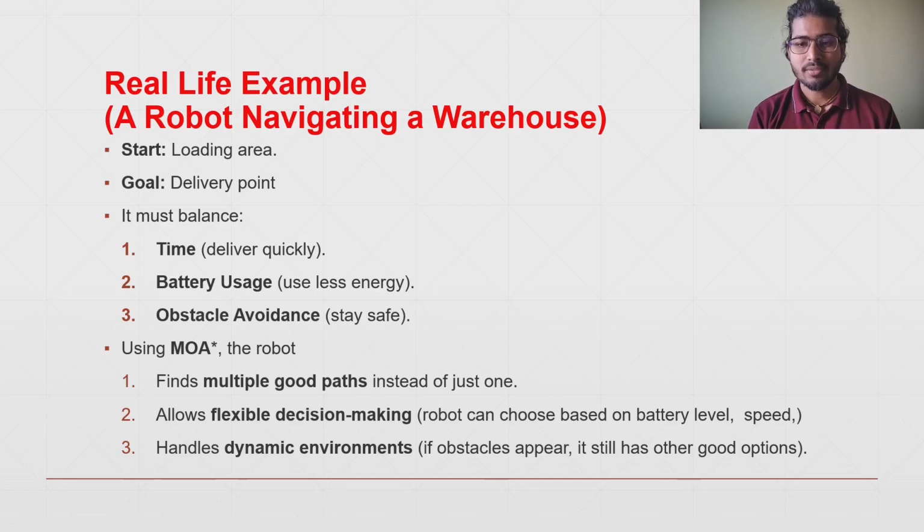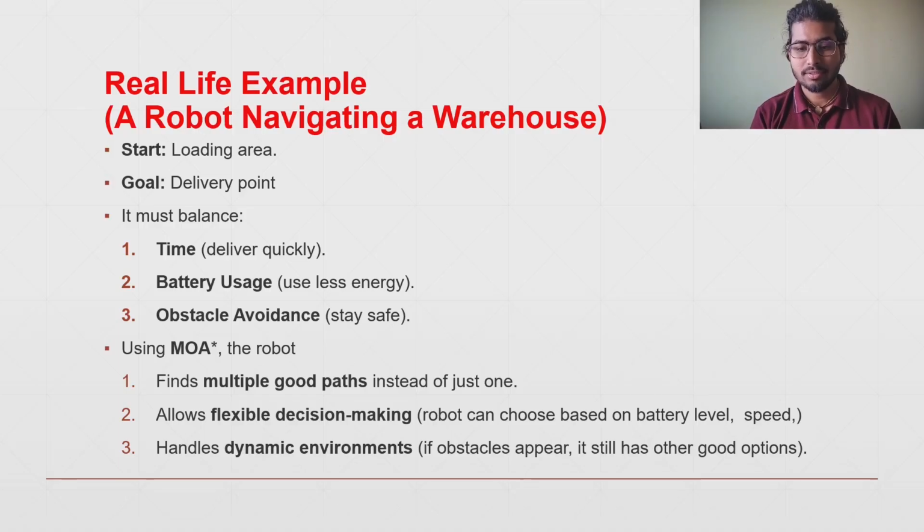For this problem, we want a robot to navigate from the start to the end of a warehouse, but we want the robot to minimize its time as well as the battery use, and it should also avoid obstacles. In this example, MOStar will find multiple optimal paths and can use a heuristic that prioritizes one objective over another, depending on the current state.